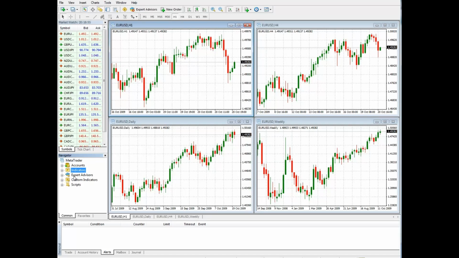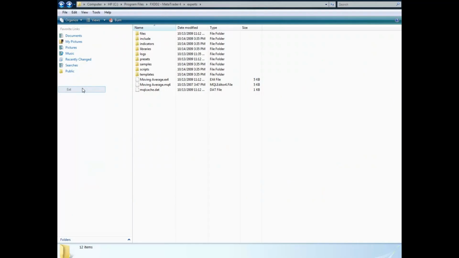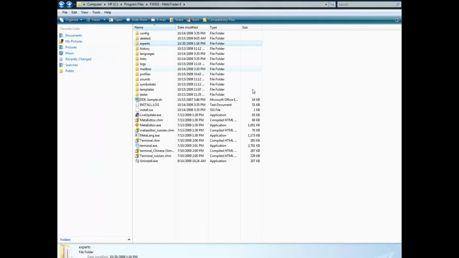So the first thing we're going to do is close down MetaTrader. Okay, go up to File and Exit. Okay, now this is where you place the expert advisors and indicators that you get that are commercially available. If you buy a Forex robot that is an expert advisor, then you download it. Probably it's in a zip file.